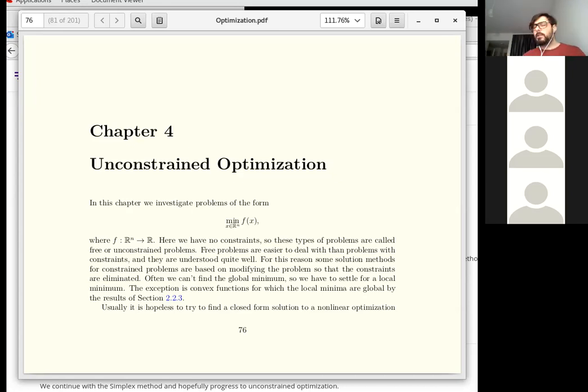And most of the methods that we deal with in this chapter are geared towards finding a local minimum. And that's a problem. If we find the local minimum, there is often no way to verify whether it is the global minimum or not.